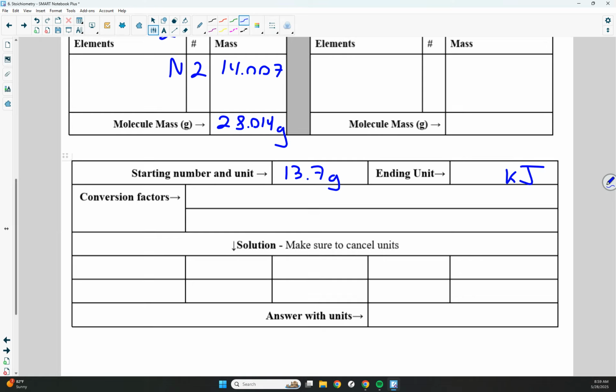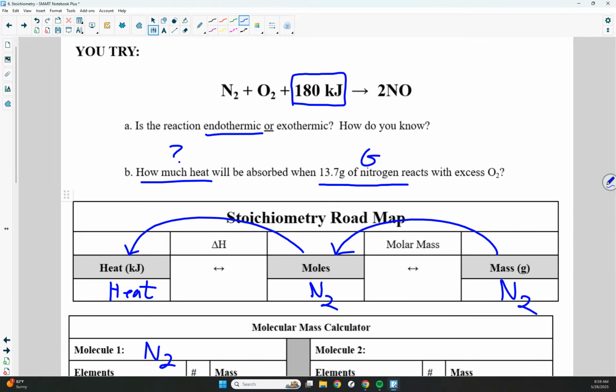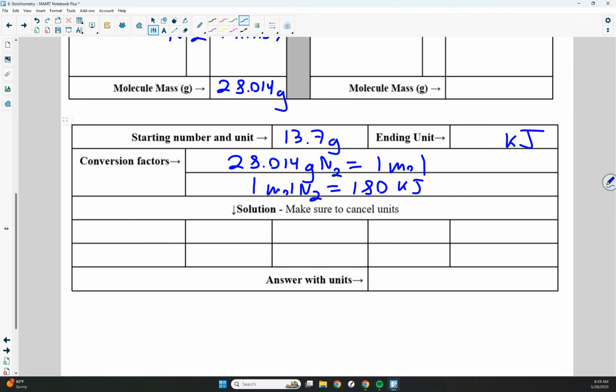And my first conversion factor is going to be 28.014 grams of nitrogen is equal to 1 mole. And then my second conversion factor I get from the equation, and it's for every 1 mole of N2, I'm going to have 180 kilojoules of energy absorbed. And it's 1 mole in this case because there's no coefficient next to the N2, so that's the same as a 1, remember.